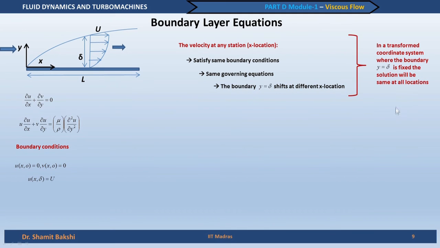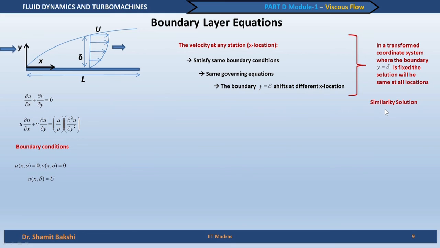What is that? If we look at a transformed coordinate system, how do we transform? That means we do not write this equation in terms of y, we write it in a different coordinate system where this y equal to delta boundary becomes fixed. It does not shift to a new position for each location. If it becomes fixed, then all the points will have the same solution because they have the same governing equation, same boundary condition, only the boundary has to be fixed.